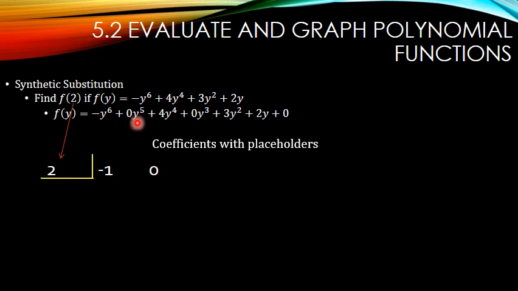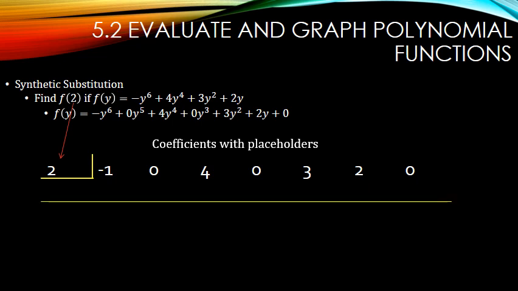It's 0y to the 5th. It is 4y to the 4th. 0y cubed, 3y squared, 2y, and 0. Draw a line. And the first thing that happens is the first number goes straight down.